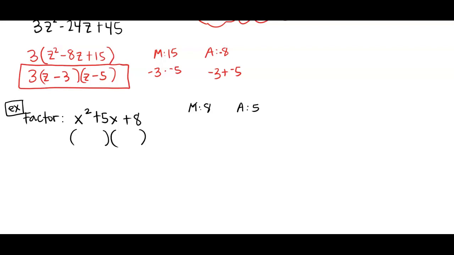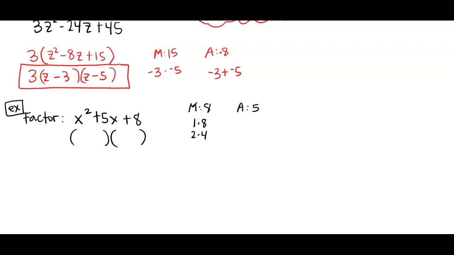Okay, so on this one, we're trying to think of what multiplies to be 8. Well, that's 1 times 8, 2 times 4. Is there anything else? Nope. So these are our only possibilities. Do either of these add up to be 5? They don't. So that means that this cannot be factored.